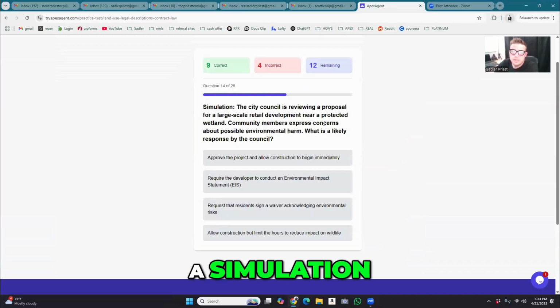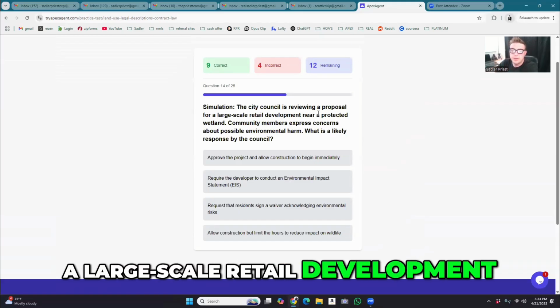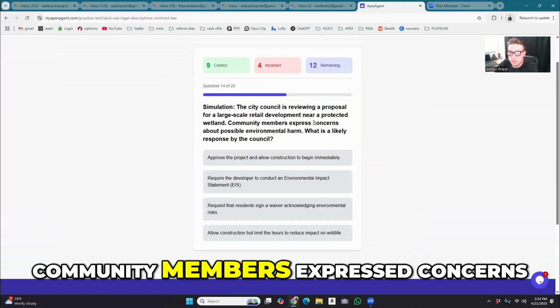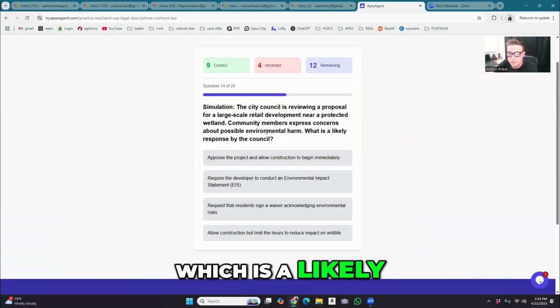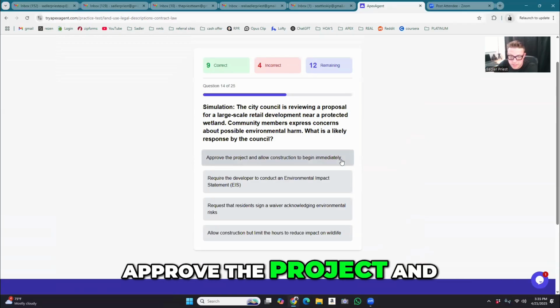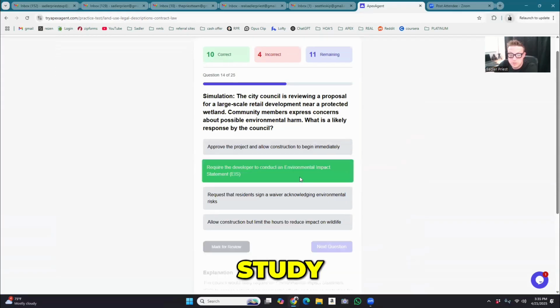A simulation. The city council is reviewing a proposal for a large-scale retail development near a protected wetland. Community members expressed concerns about possible environmental harm. Which is a likely response by the council? Approve the project and allow construction to begin. Require the developer to conduct an environmental impact study. I'm sure it's that one.